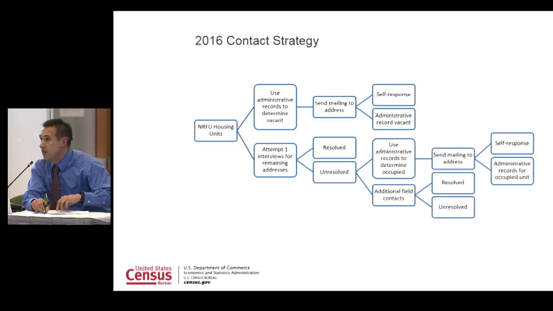Getting into our 2016 contact strategy, this is what we did for our non-response follow-up housing units. These addresses had already been contacted up to 5 times based on the self-response mailings, which happened in March and through past Census Day. Once we got to non-response follow-up operations, the addresses that we were able to identify as administrative records vacant, and also our deleted cases, got no field work, and we'll go into the algorithms which we are proposing for those a little bit later.